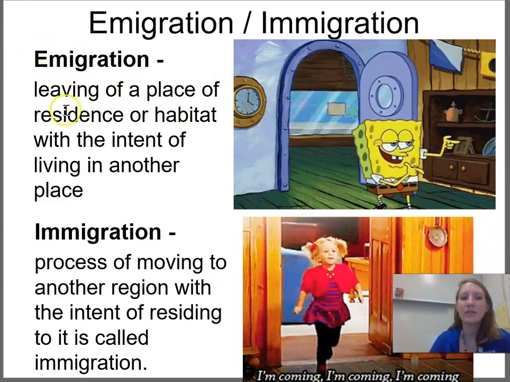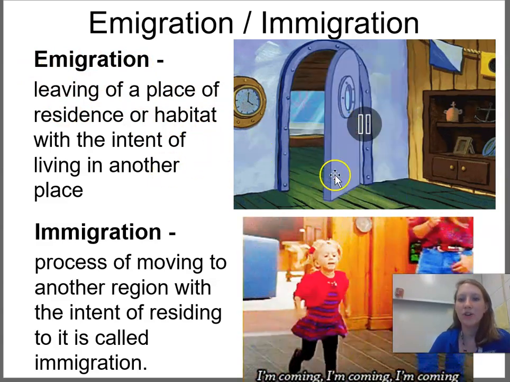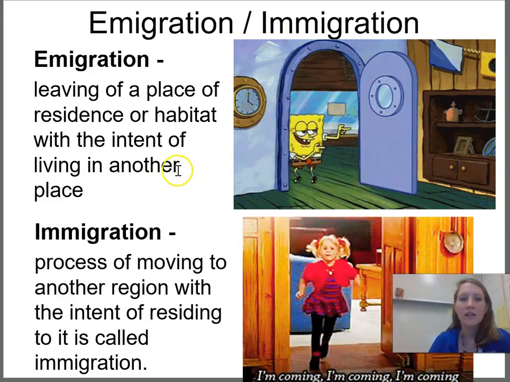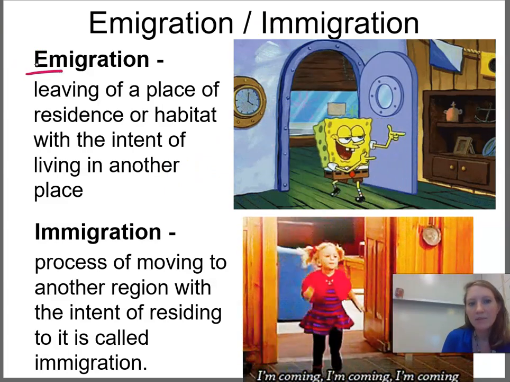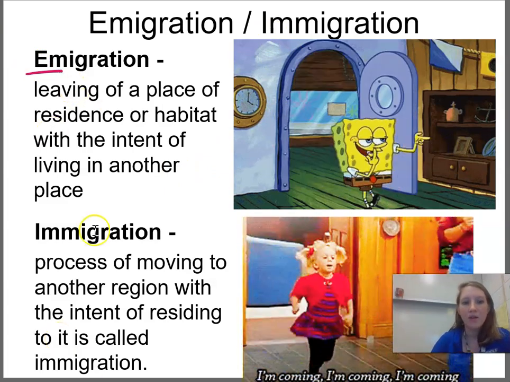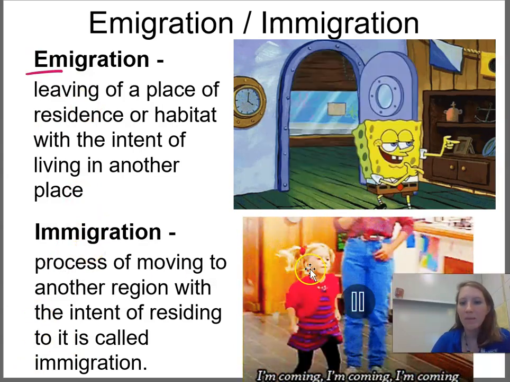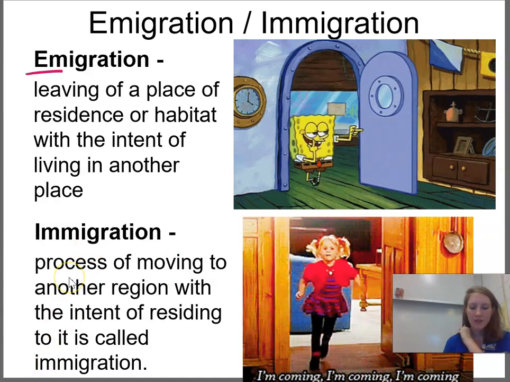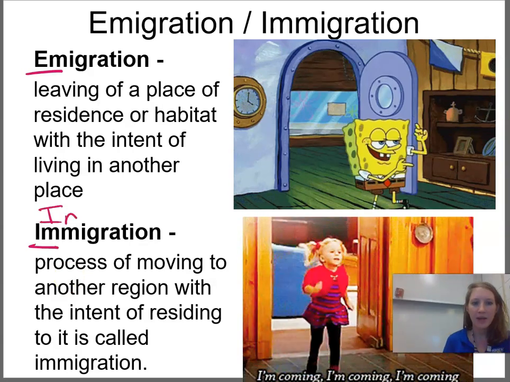They're leaving a place of residence or habitat, like SpongeBob right here is leaving, looks like the Krusty Krab, or it looks like Mr. Krabs' office. He's leaving, so he is an emigrant leaving that place. And then you also have immigration, where you have this little girl running in and coming in. So that is immigration with an I, coming in.